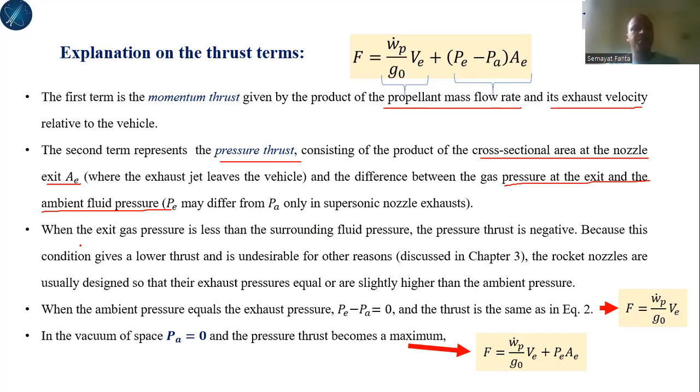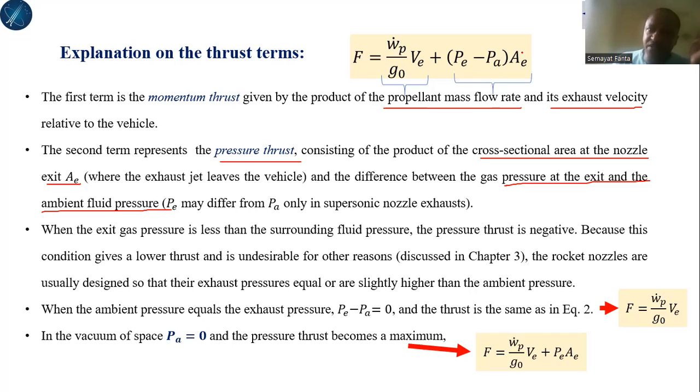Okay, when the exit gas pressure is less than the surrounding fluid pressure, the pressure thrust is negative. So that negative pressure thrust is not required. You see, if this is negative, it means it is decreasing our total thrust. Otherwise, we need this part. This part can be sometimes negative, sometimes zero, sometimes positive. We can discuss what is positive, what is negative, what is zero.